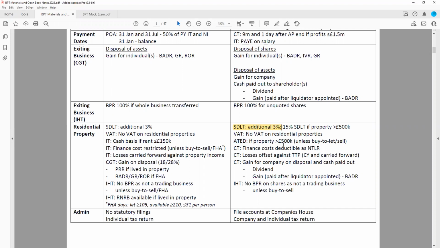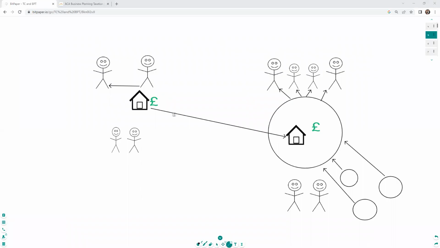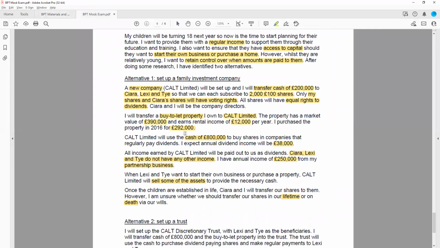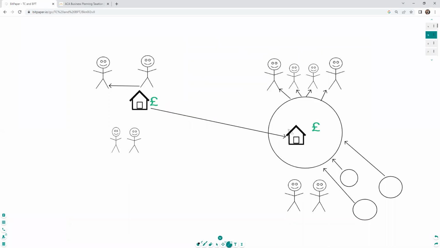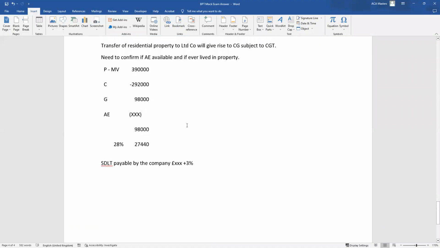ATED's not going to apply because of the value of the property. 15% stamp duty is not going to apply. It's not more than that. So again, some other points worth considering there. So that's the transfer of the property into the company. There's not going to be any IHT because it's going to a company. It's not going to another individual. No, IHT is a personal tax. So you could briefly mention that, no IHT.